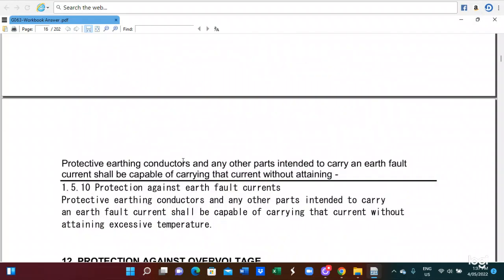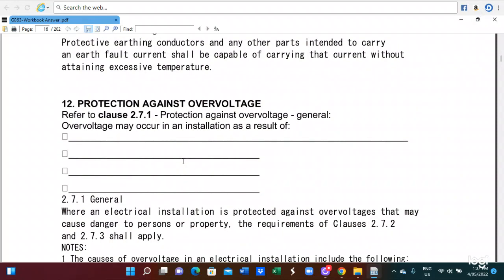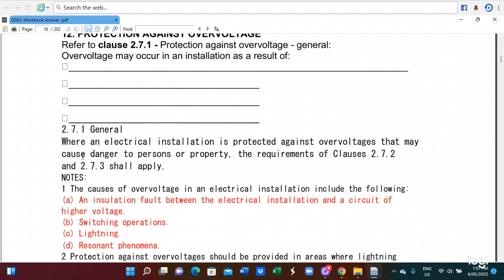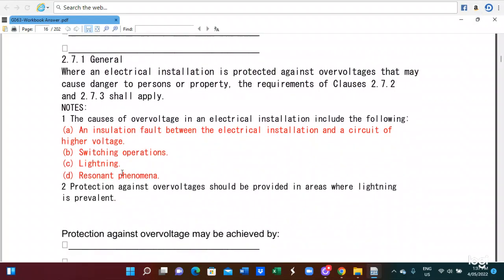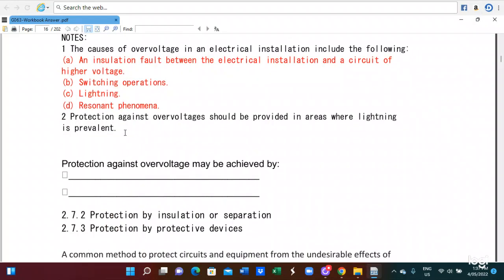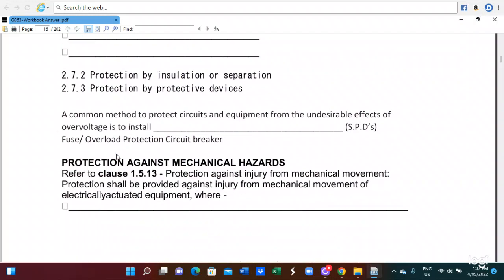Or the protection against overvoltage. In this case, the electrical installation is protected against overvoltage that would be dangerous to persons or property. The requirements of clauses 2.7.2 and 2.7.3 are shared. Also switching, operating, lighting, protection against mechanical hazard, protection against injury from mechanical movement. Protection shall be provided against injury from mechanical movement.